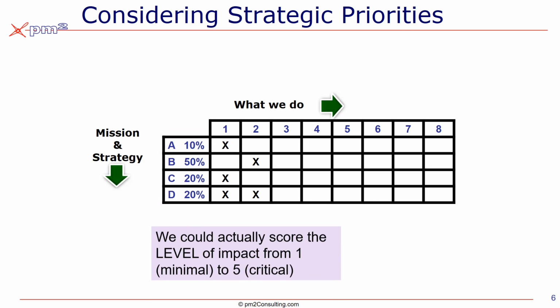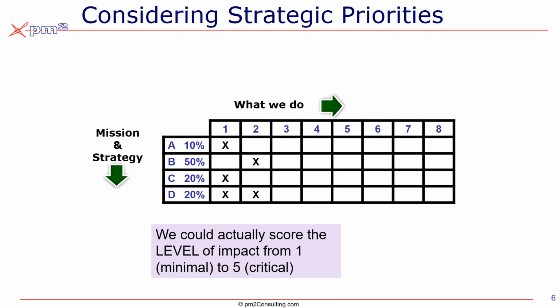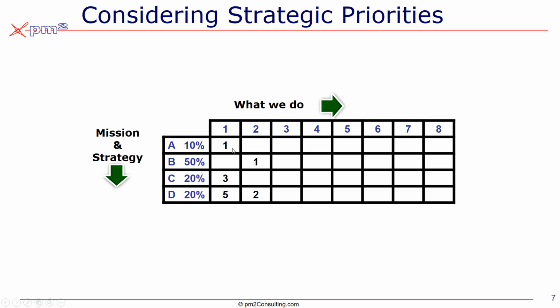Now, we can take this model one step further, and instead of just putting in an X, we'll score its impact. So the impact of process 1 on objective A, if it's minimal, we'll give it a score of 1. If it's critical, in other words, if this process failed, could we still achieve this objective? It would hit a 5. So for this random scoring, we've said process 1 has an impact of 1 on strategic objective A, 3 on C, and is critical to D.